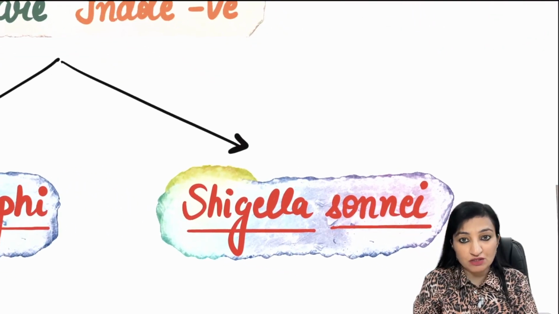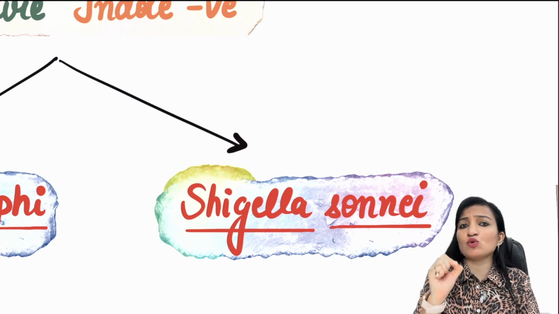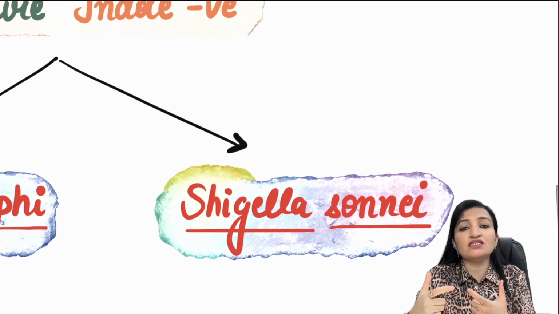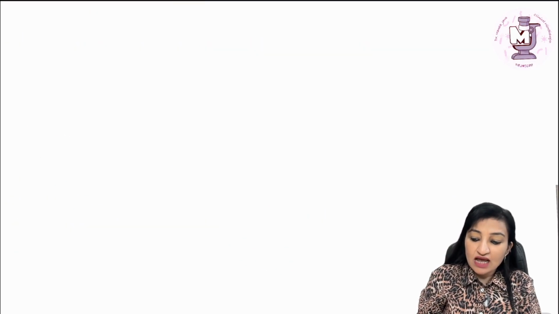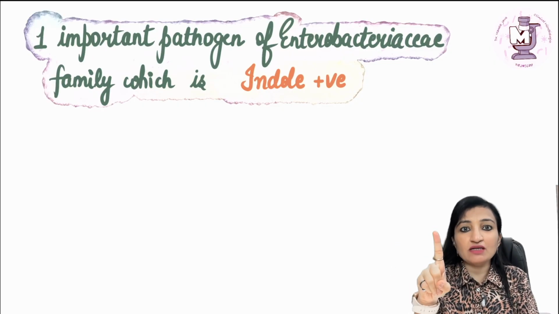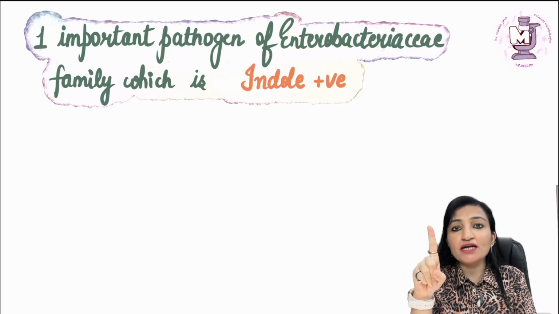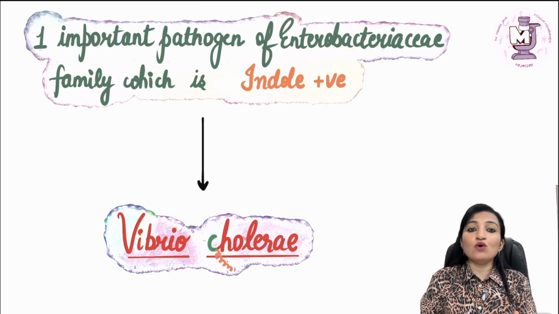There are 4 important species, of which Shigella sonnei causes the mildest form of dysentery, so much so that many a times it causes just diarrhea and not dysentery. Okay? And then one important pathogen, never a commensal, always a pathogen, a strict pathogen, which is indole positive, is Vibrio cholerae.